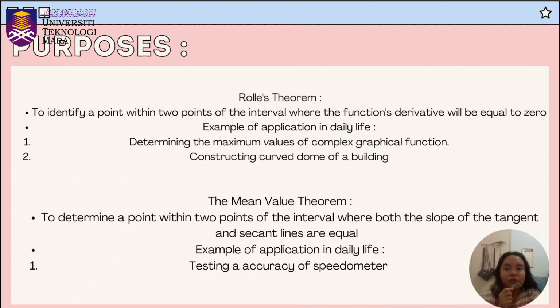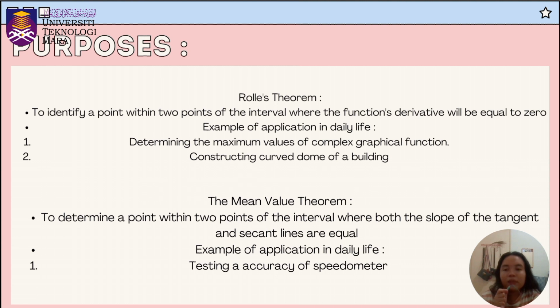The purpose of Rolle's theorem is to identify a point within 2 points of the interval where the function derivative will be equal to 0. There are many examples of application in daily life, which are to determine the maximum value of a complex graphical function and to construct a curved dome of a building.